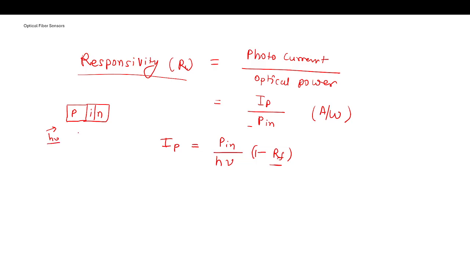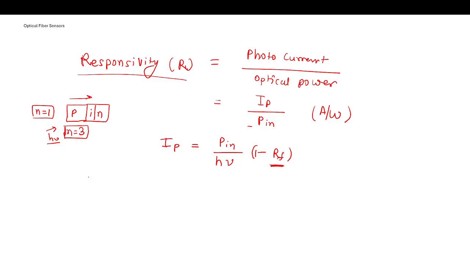Once the photons are approaching the photodiode, it has a refractive index of approximately 3, while for air it is 1. So what will happen if you are using high power light and detecting it? Because of the absorption, most of the light will reflect, and only a small light will propagate.